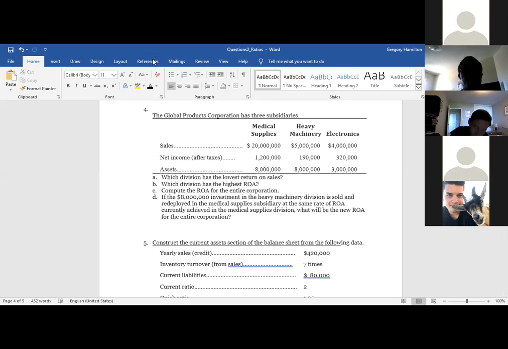So the return on sales is only dependent upon the net income, or is it? Can you speak a little louder, Kieran? You're kind of low. The return on sales is only dependent upon the net income.